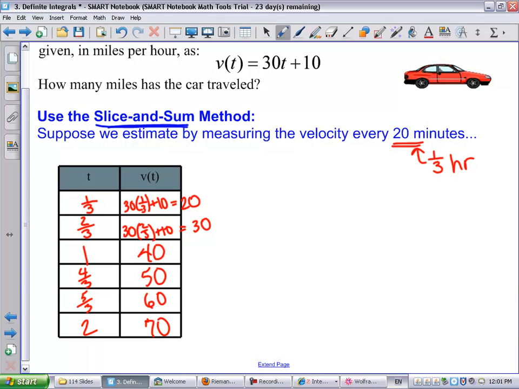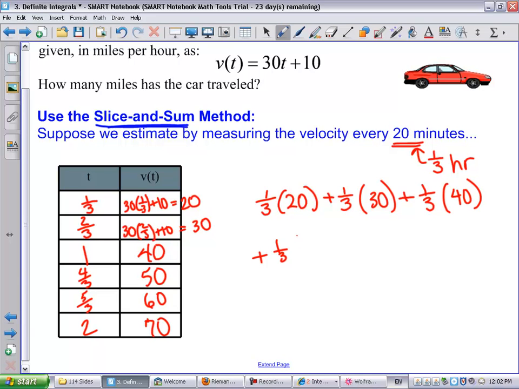All right, so we can approximate the distance by saying for the first 1/3 of an hour, we were going about 20. Plus for the second 1/3 of an hour, so the length of time for the second interval was 1/3, we're going about 30. And for the third 1/3 of an hour, we're going about 40. Plus for the next 1/3 of an hour, we're going about 50. Plus the next one, we're going about 60. Plus the next one, we're going about 70, right? And if we added all those up, that would give us an approximation of how far we've gone.